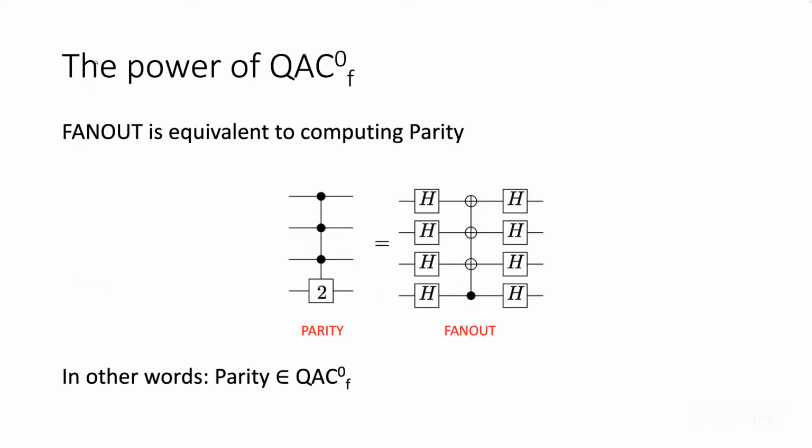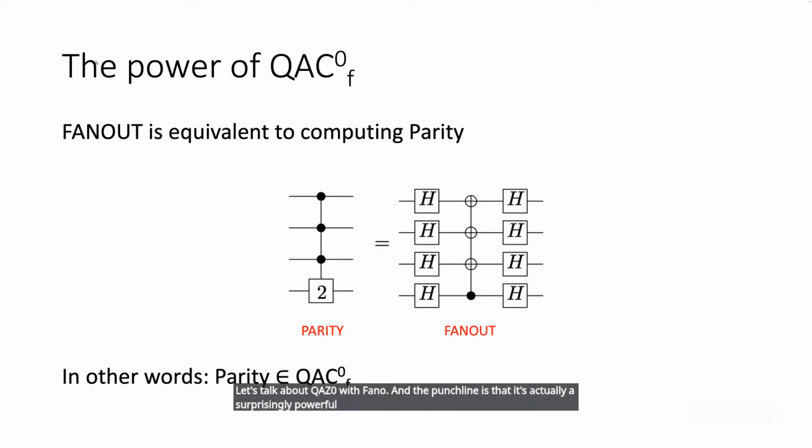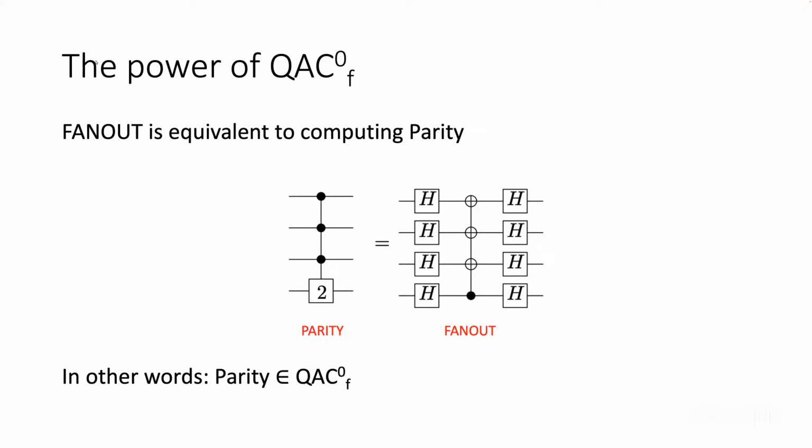Let's talk about QAC0 with fan-out. And the punchline is that it's actually surprisingly powerful. The fan-out gate really makes all the difference. First of all, we know that the parity function is actually computable in QAC0 with fan-out. And actually, there's a very simple circuit to do so.